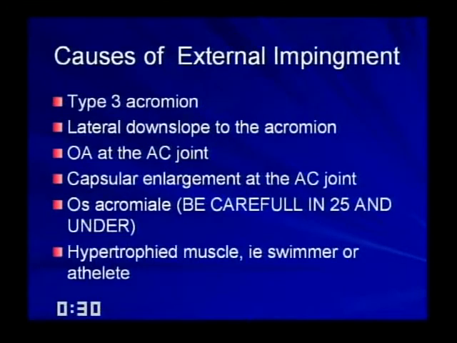Now, the causes of an external impingement, probably the most common thing we see is OA at the AC joint. You see big osteophytes or enthesiophytes at the AC joint, but you can also have a type 3 acromion. I'll show you a diagram of that. Lateral downslope to the acromion, capsular enlargement. You can have a normal space, but you have an athlete who's a swimmer who has a big rotator cuff. And you can also have an unfused ossification center, an os acromiale, but be careful in young patients because they can normally have an unfused ossification center there.